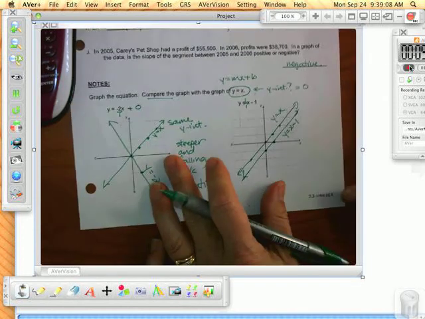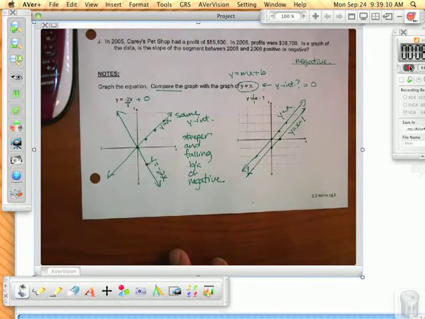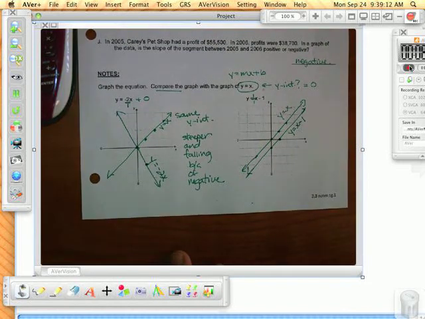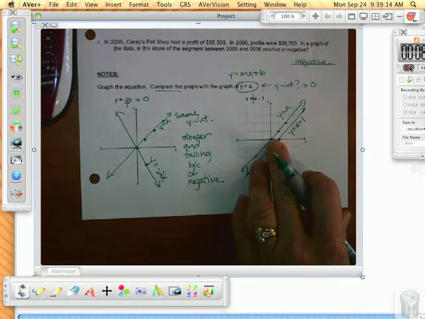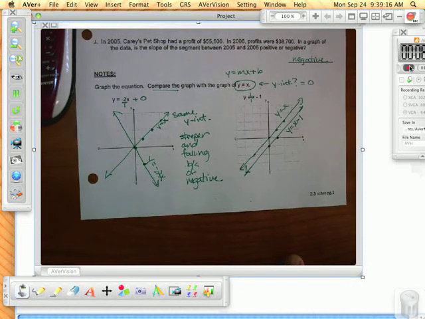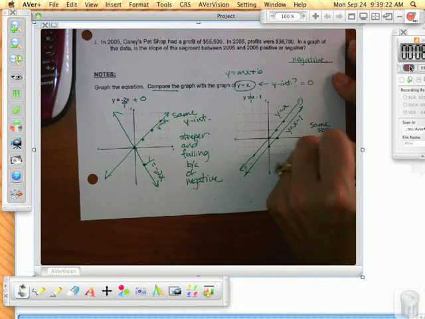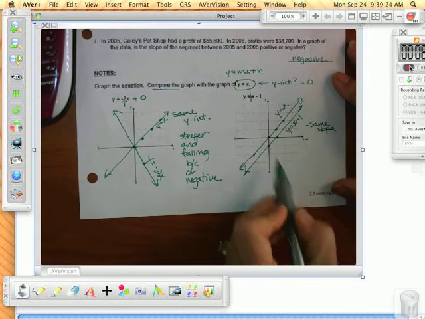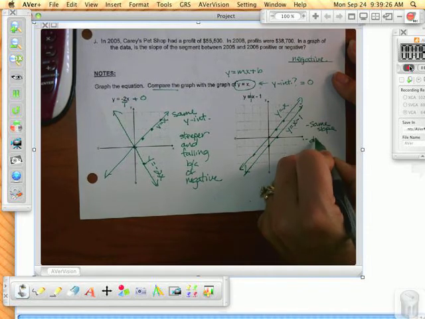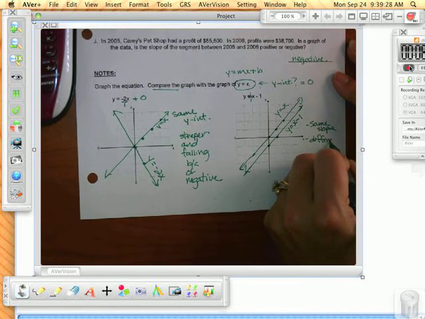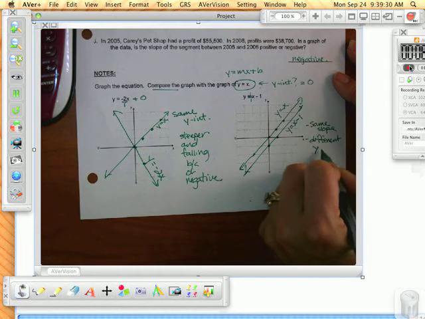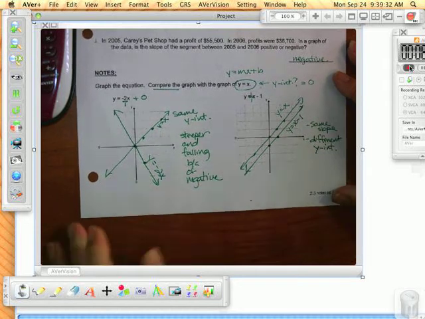Okay. So what words would you use to compare these two lines? Compare this one to y equals x. What words would you use? They're parallels. They have the same slope. Different what? Different y-intercept. Okay?